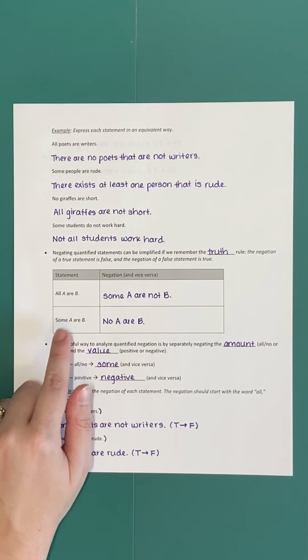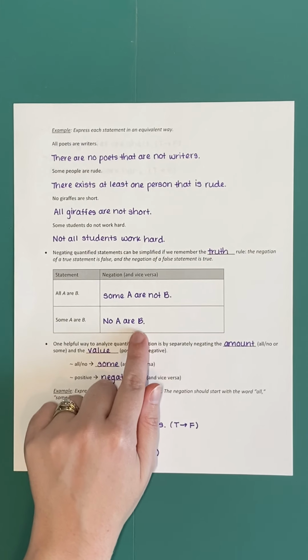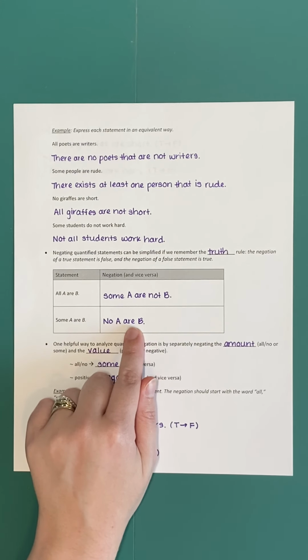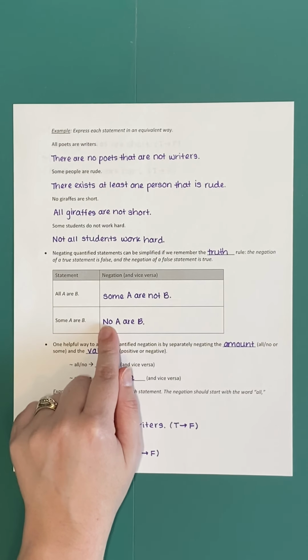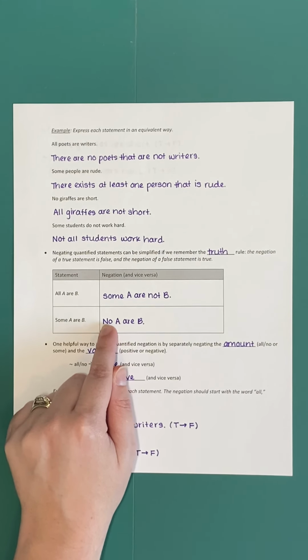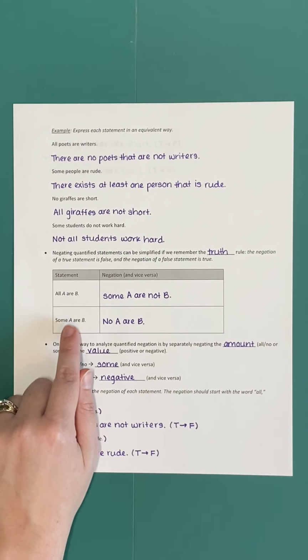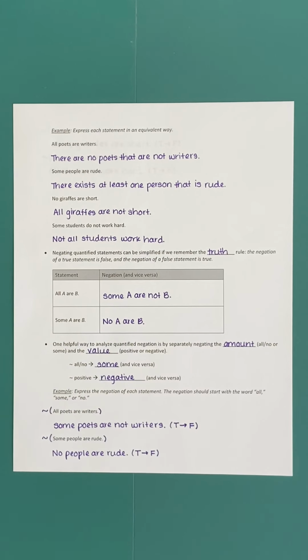Some A are B, partial, positive. Convert it, no A are B, all and negative. No is both all and negative. So no has two parts to it. None, you could say none instead. None would mean all of them, but it would mean all in the negative sense. So some and positive, and then all and negative. And then vice versa, it would flip the other way as well. So you have to think about both components being negated.